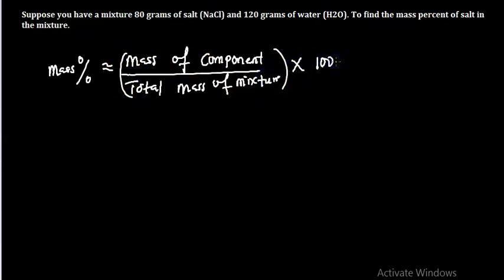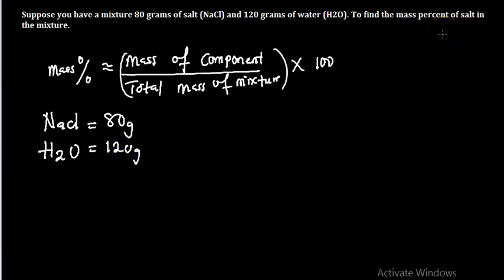So here is another problem. This problem says, suppose we have a mixture: 80 grams of salt, which is sodium chloride, and 120 grams of water. In this case, we have the H2O, which is 120 grams. And we are asked to find the mass percentage of salt in the mixture. So what we are focusing on is the sodium chloride, which is the salt, and we are asked to find the mass percent.